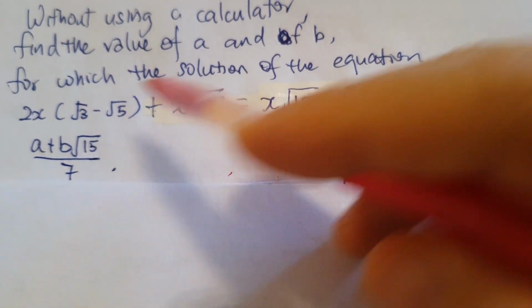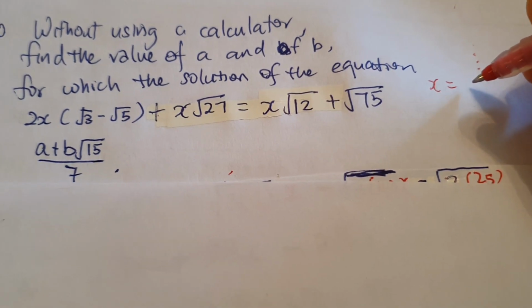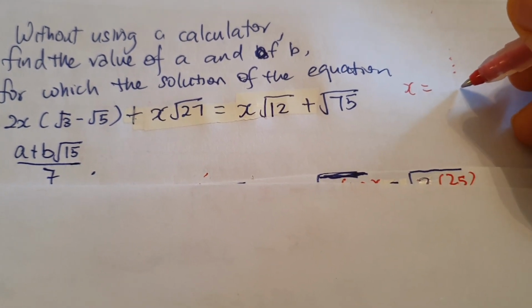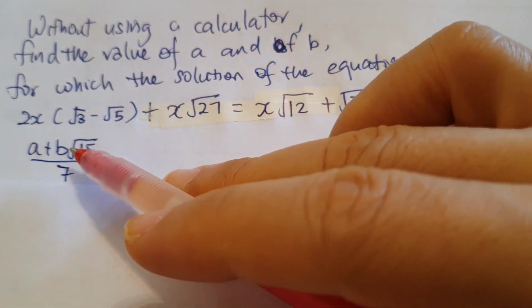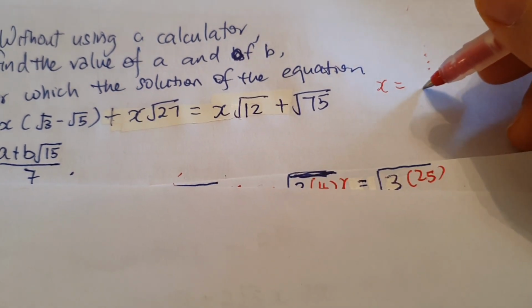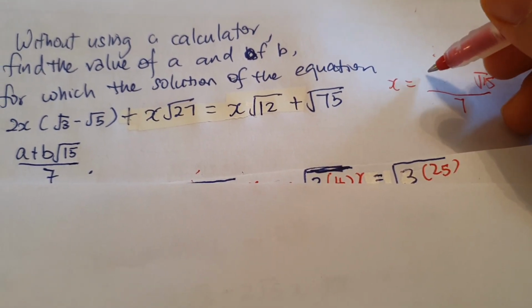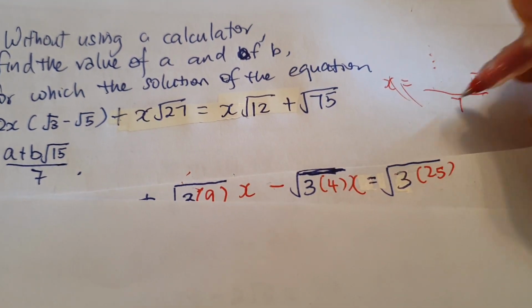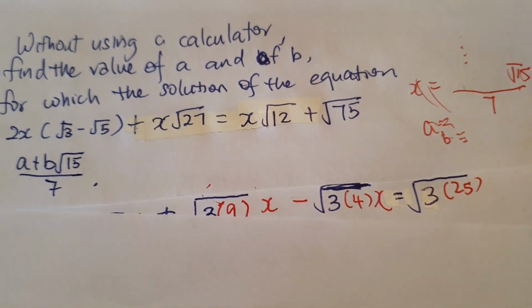You just know that when you solve this question, you will get a number plus another number. Now take note, your B can be negative, although it's a plus here, your B can be like negative. Then times square root 15 divided by 7. Okay, then your final answer is not this. Final answer is A equals something, B equals something. Then you get full marks.